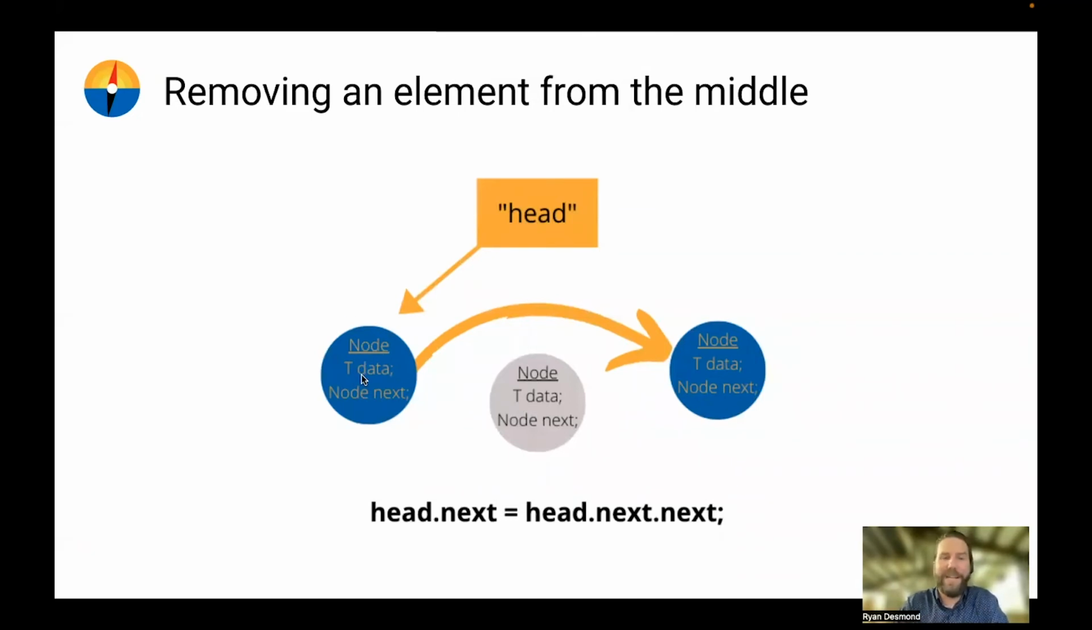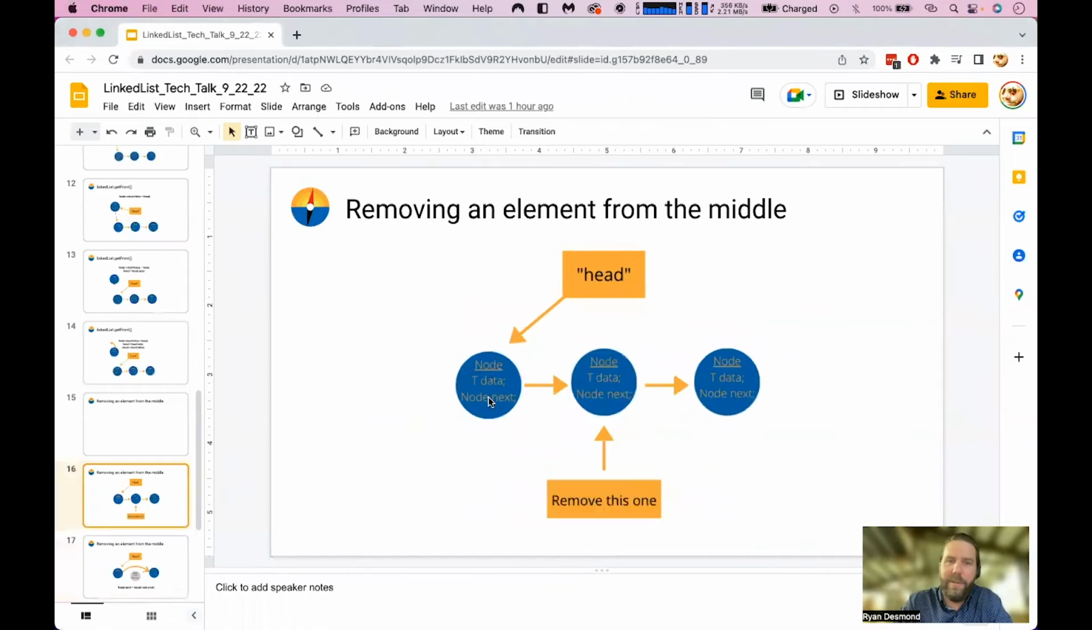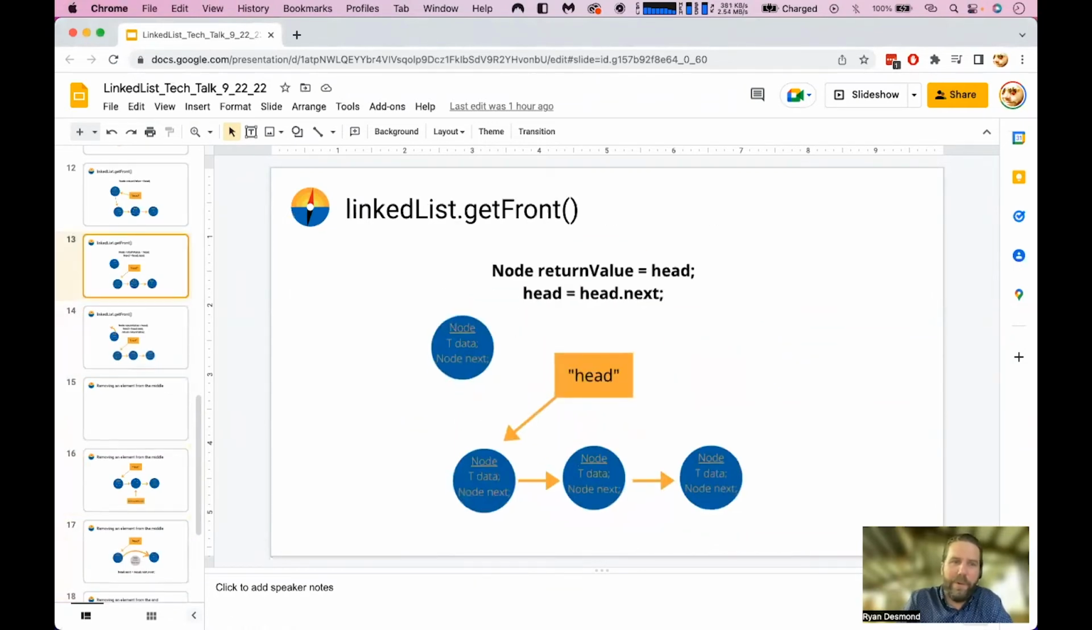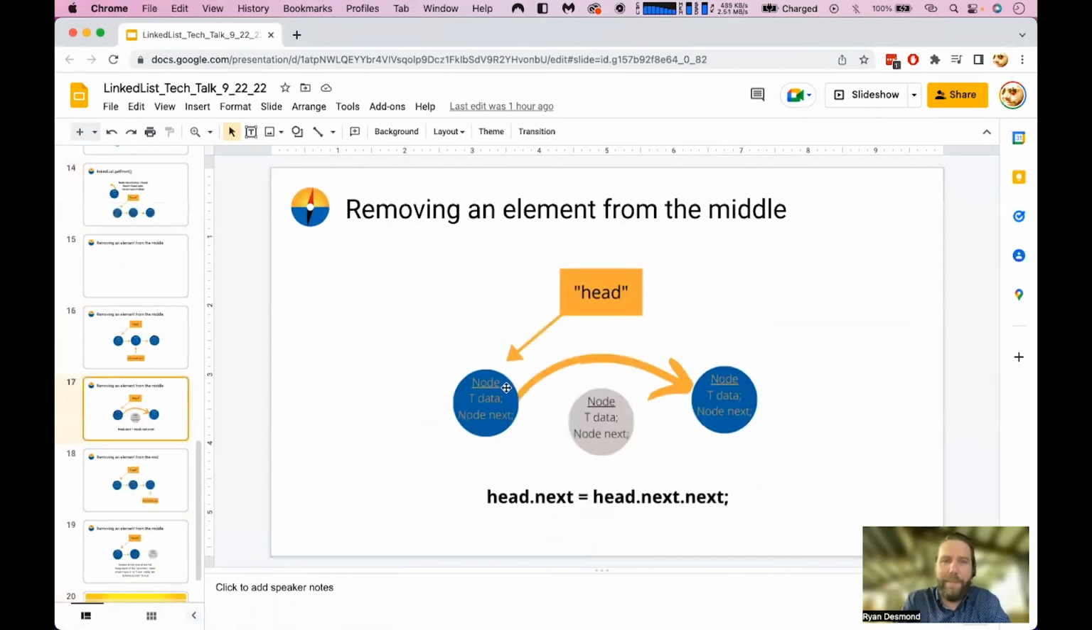So knowing that, we can then say previous.next, which is this one. This is the previous one. This previous node.next equals iterator.next. And the iterator is still on this one because we found the data that we want. And this iterator has its own next, which points to this one. So we're saying previous.next equals this one, right? So it skips over the current iterator, therefore removing that element from the list. Does that make sense? I'll pause there for a second if there's any questions.